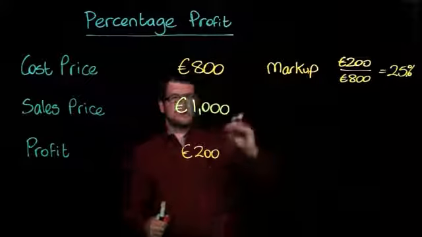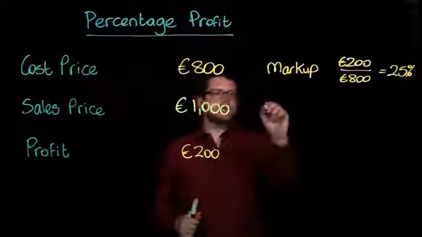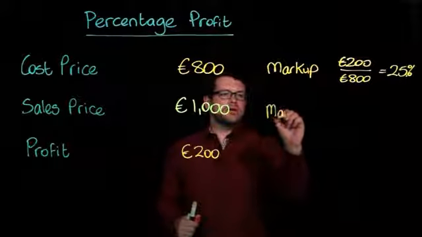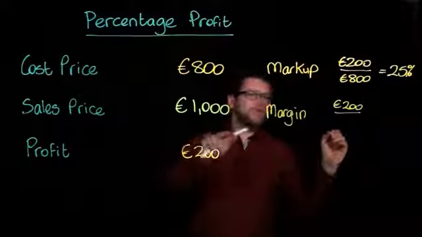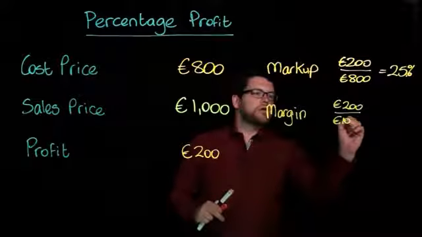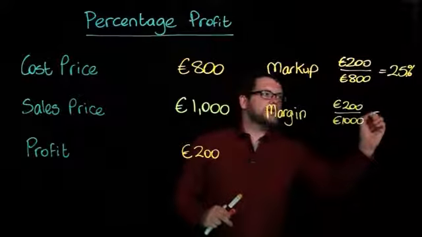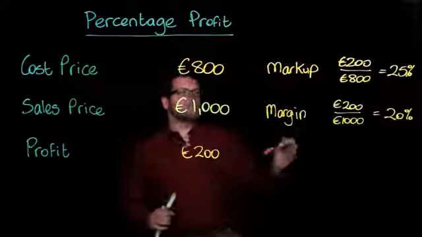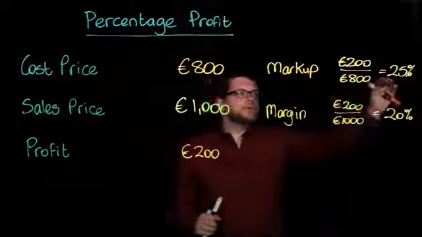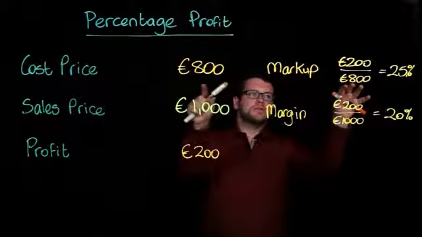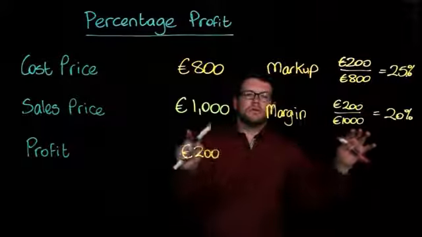The margin is worked out from the sales price. So margin is worked out again using €200 over the sales price, €1,000. And that, as we can see, is 20%. We will talk in another video about what markup and margin mean, but as you can see, markup is 25% and margin is 20%. Markup is worked out from the cost price, margin is worked out from the sales price.